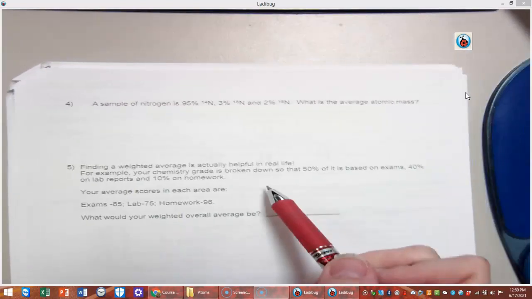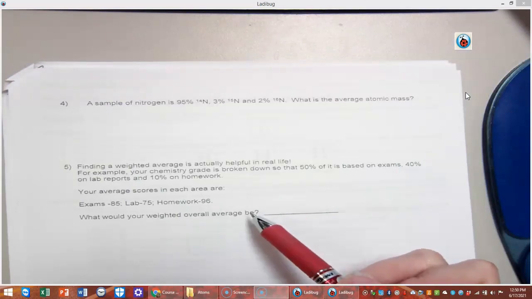Do that for each one, and then on the last one we're going to show you how this would help in the real world. Alright, let me know if you have any questions.